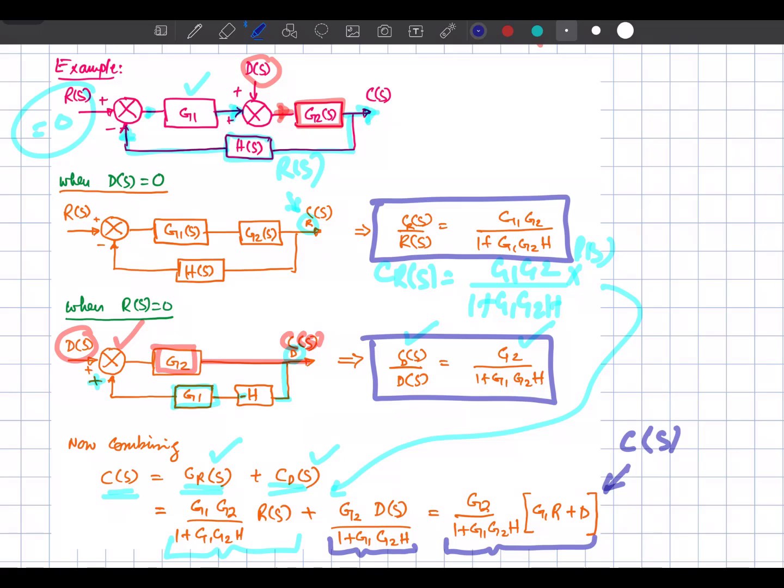So I hope that you have understood the block diagram reduction concept. Now you should be able to develop the net transfer function for any complex control system. That's all from this video. Thank you very much.